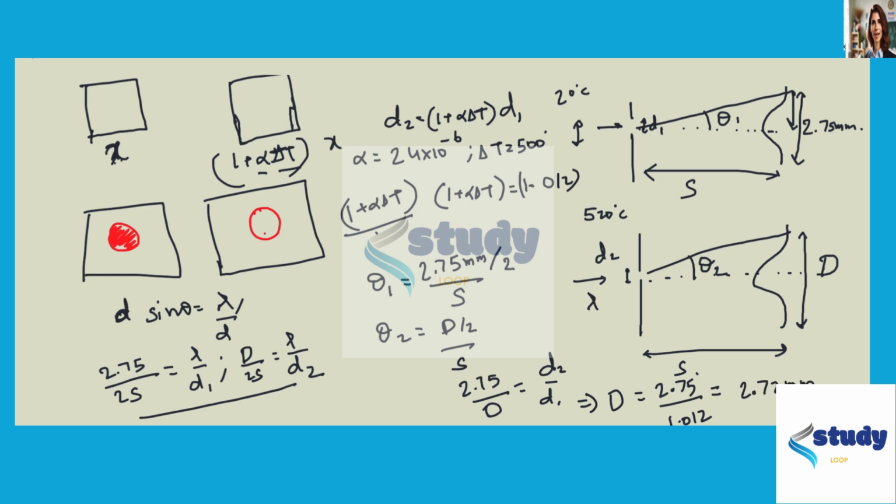Because the width of the aperture increases when the temperature increases, the width of the diffraction fringe decreases. As we know already, the larger the aperture, the smaller the diffraction pattern.